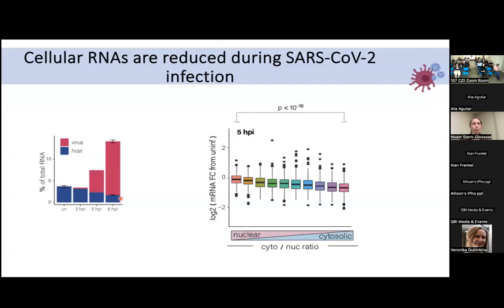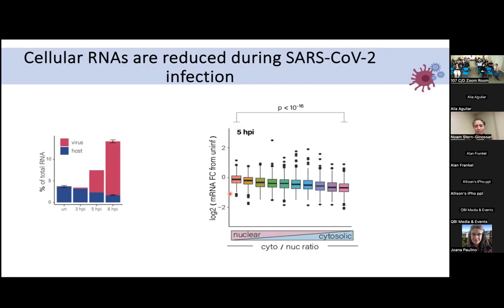So what we've done, we took all the cellular transcripts and binned them according to the subcellular localization. So these are the most nuclear transcripts, and these are the cytosolic transcripts. And we look how each of these bins is changing in SARS-CoV-2 infection. And I hope you can see that the transcripts that are changing in infection are always the cytosolic transcripts, whereas the nuclear transcripts are not drastically changing. So this made us hypothesize that SARS-CoV-2 actually degrades cellular RNA in the cytosol.